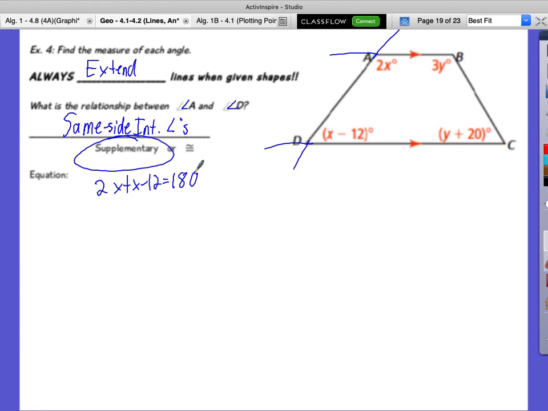If they equal, because they're not congruent, they equal 180. Okay, they're supplementary, so we added to 180. That's how we set up the equation.